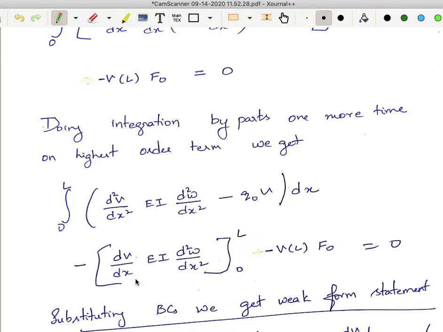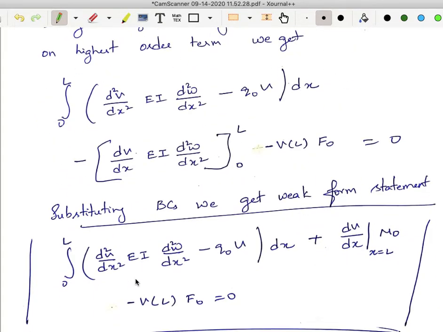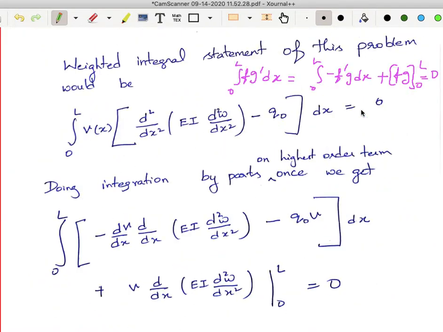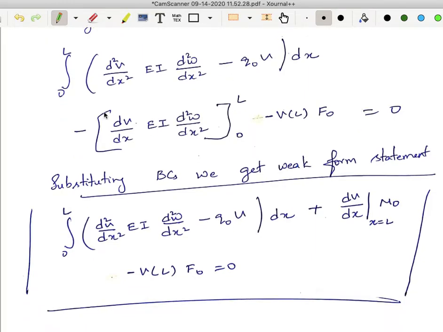So after I substitute boundary condition, what will I end up with? Now once again at L, we know that EI into d square w by dx square at x equal to L is minus m naught. So essentially when I apply that, minus of minus becomes plus, and I get dv by dx at x equal to L into m naught. Okay, that's it. At 0 this is 0, so this vanishes. So what will the final weak form statement be? The weak form statement will finally be integral 0 to L this plus these two boundary terms is equal to 0. Any doubts until here?